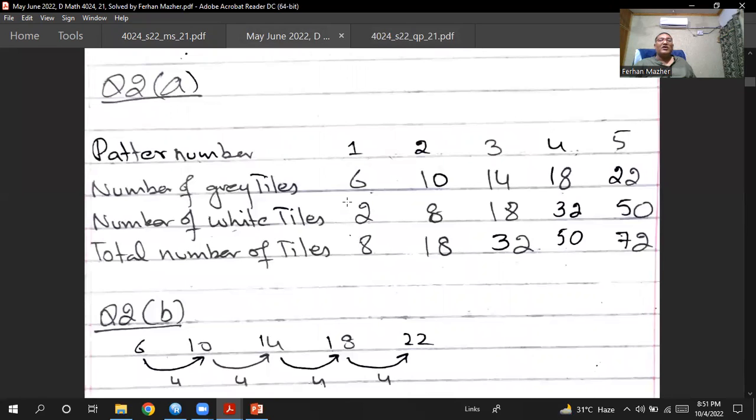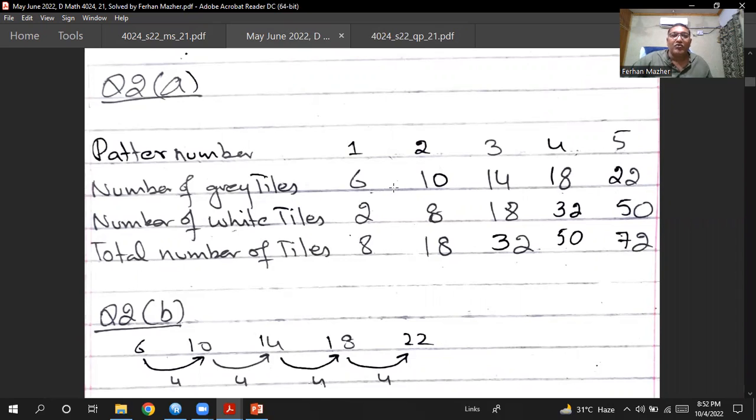So let me show you. Okay, if you look at the sequence of the gray tiles, in the first pattern there are 6, then 10, then 14, then 18. Then how much will it be in the fifth pattern? Here is an increase of 4, again an increase of 4, again an increase of 4. So again I will increase it by 4. So 18 plus 4 will be 22.